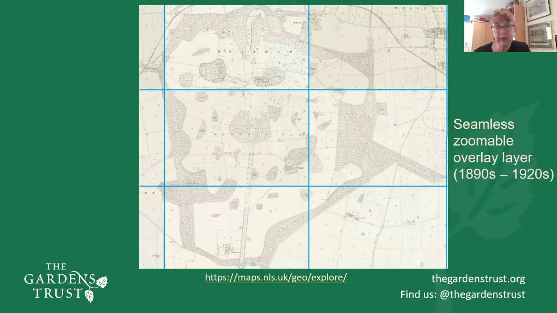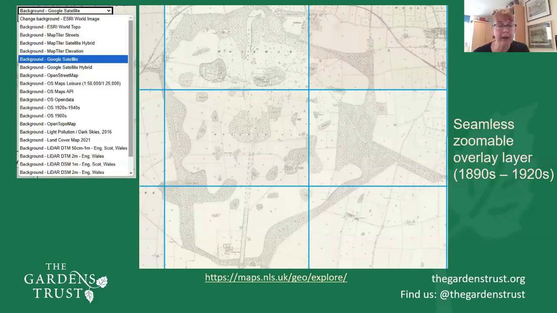You can spend a lot of time exploring this option if you decide to look at a seamless overlayer, because you can select from the menu at the top of the page which of the other things you would like to compare with the map that you're looking at. So you might choose a modern map, you might choose an aerial photograph, or you might choose a LiDAR image, and I'll talk about those later, to put underneath this Victorian map that I'm looking at here.